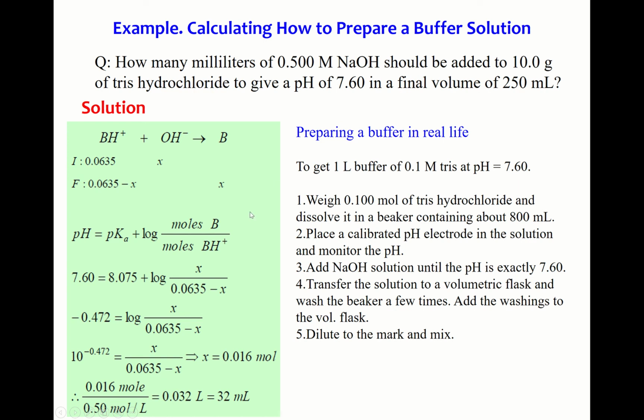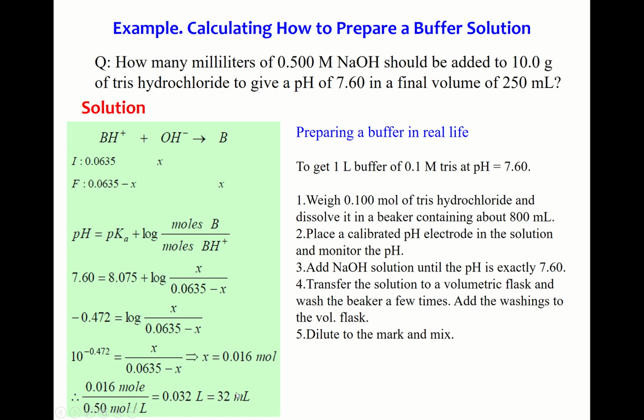Okay, so to calculate the volume, you have to divide the number of moles by the concentration. Here, 0.016 mole divided by 0.5 mole per liter, and then you get 0.032 liters, which is 32 milliliters.